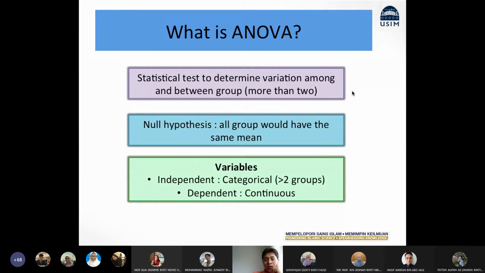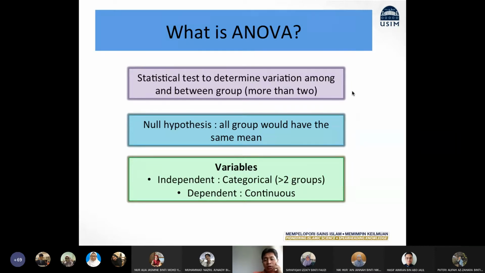Okay, so what is ANOVA? ANOVA is actually a statistical test. Okay, it is analysis of variance. We want to know is there any difference between variance in the study, in the variables. It is a statistical test to determine variation among one thing and between group. Group ni mana more than two lah. So among the group itself and between the group itself. Okay, so we have our null hypothesis for ANOVA. All groups will have the same mean. So if it is significant, there will be a significant difference between group means. So they compare the mean.